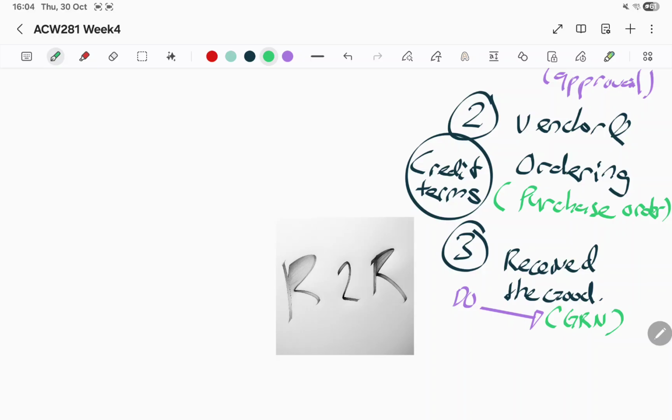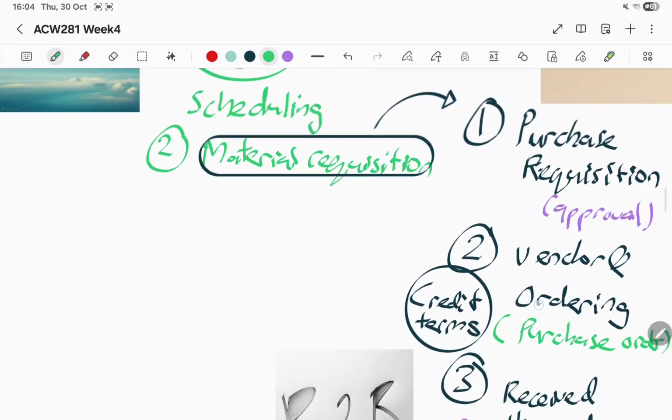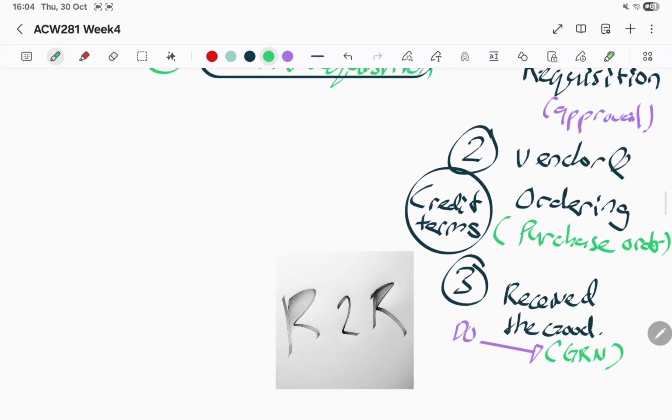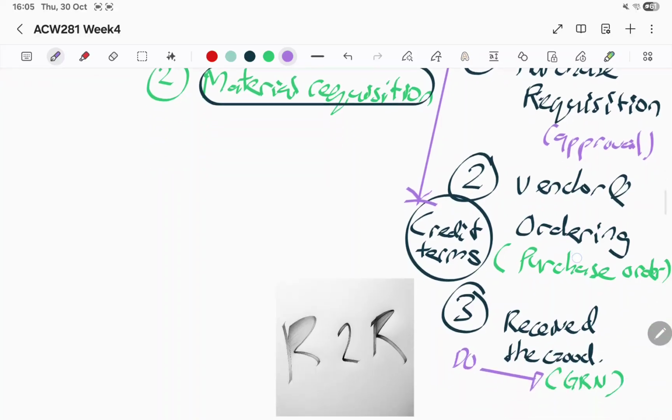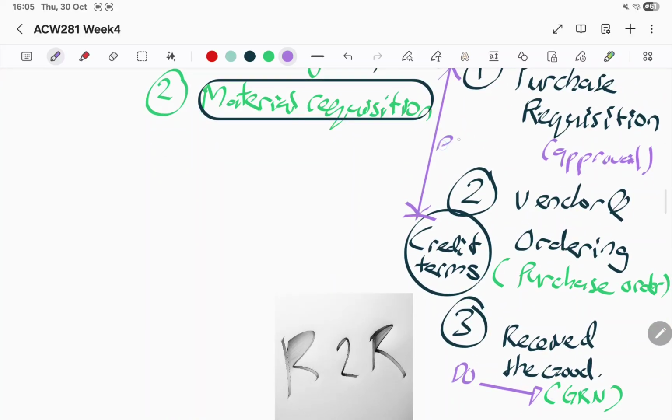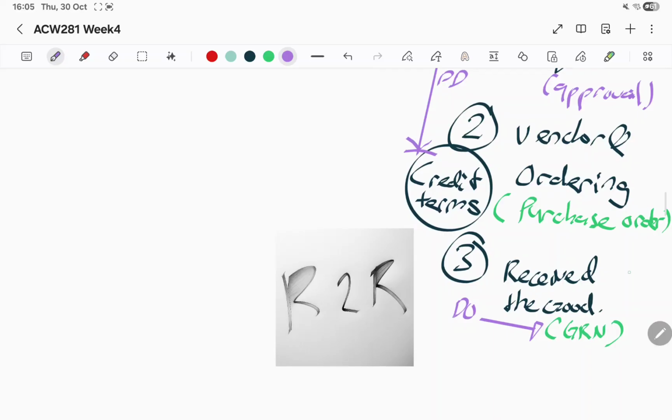Your system will generate a goods received note, and in a bigger business, you can see this part over here. Let me just show you. All right, in a bigger business, over here, 1 and 2. This one is usually handled by the purchase department, the PD, right? But when it comes to receiving the goods, this one will be the warehouse department or warehouse team. The warehouse team will handle this receiving of goods.